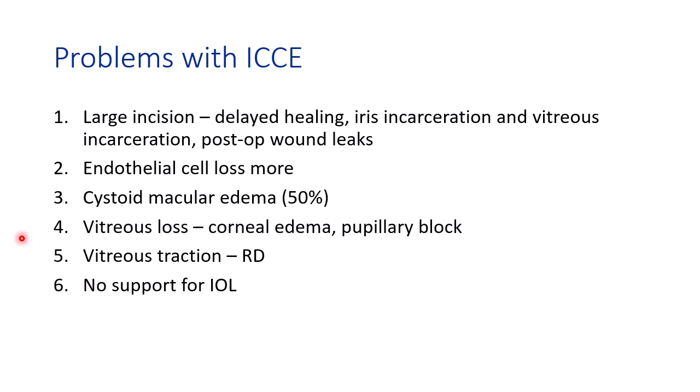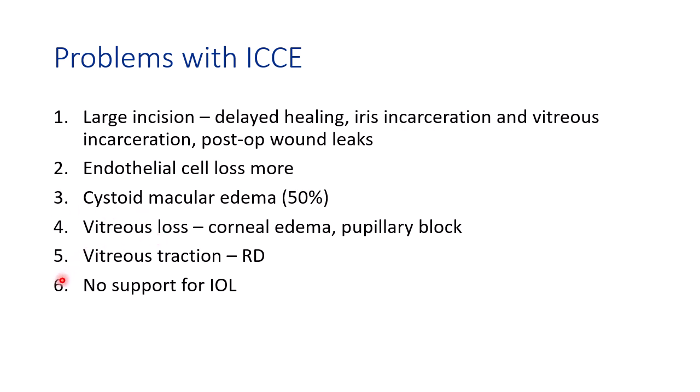There is endothelial cell loss. There is more risk of cystoid macular edema, that is as high as 50%. There is vitreous loss, as we saw that the anterior and the posterior chamber become one continuous chamber. So obviously something from behind can enter the wound. It can enter the anterior part of the eye. So a lot of vitreous loss.